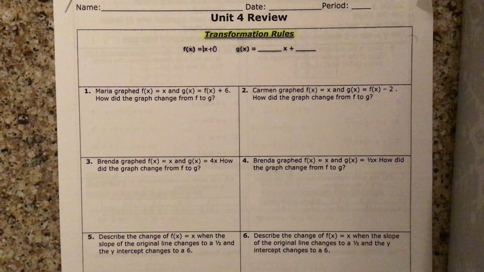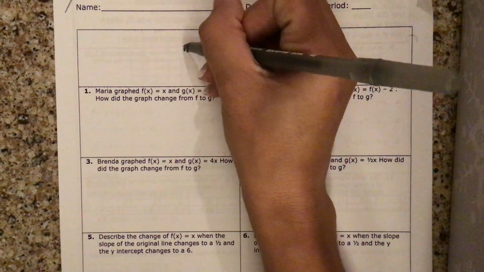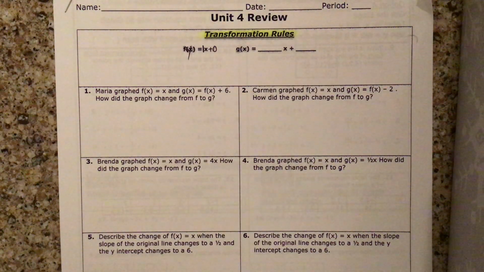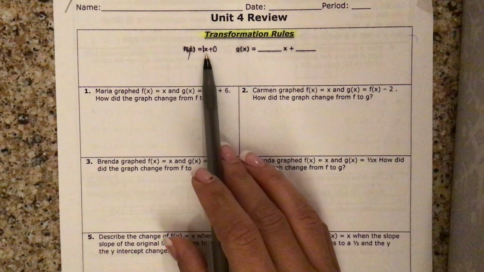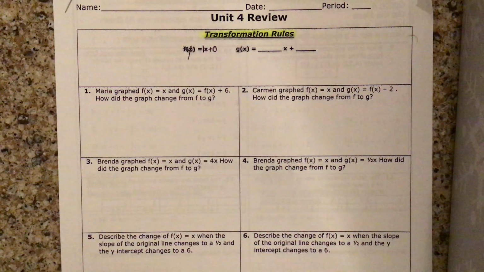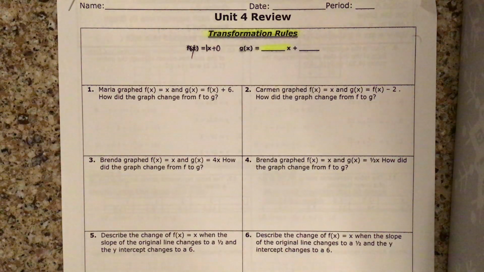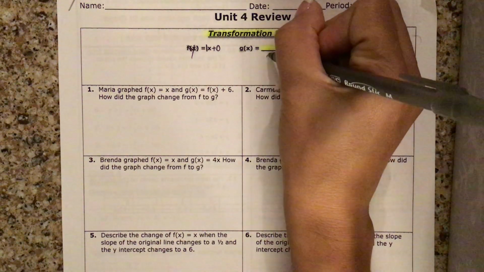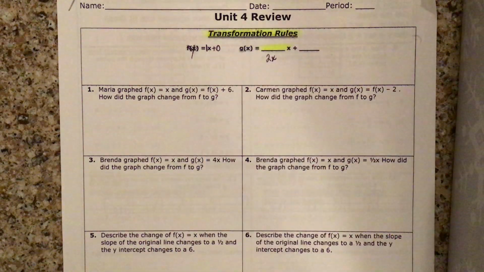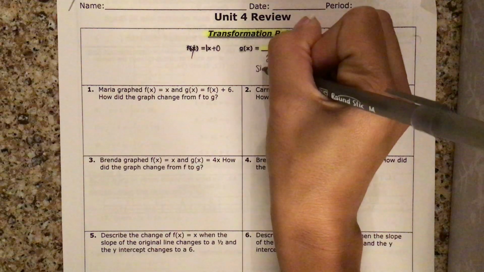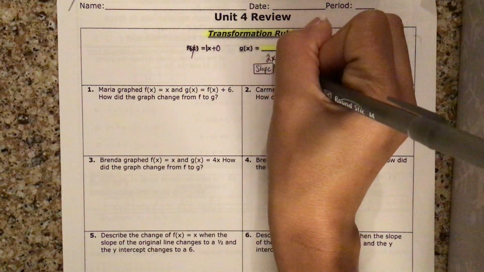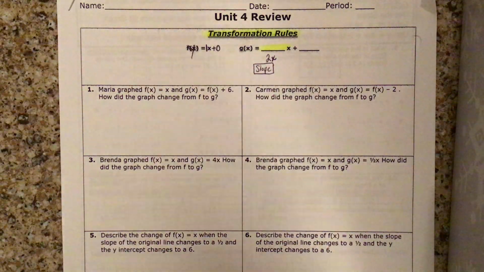So in our parent function, we had f of x, which is the same as y equals 1x plus 0. Now what's going to happen is we are going to take this parent function and change it by changing either the slope or the y-intercept. What you need to know is if they put a number in front of the x, for example, if they say that we're changing this to a 2x, that means that we are changing the slope.